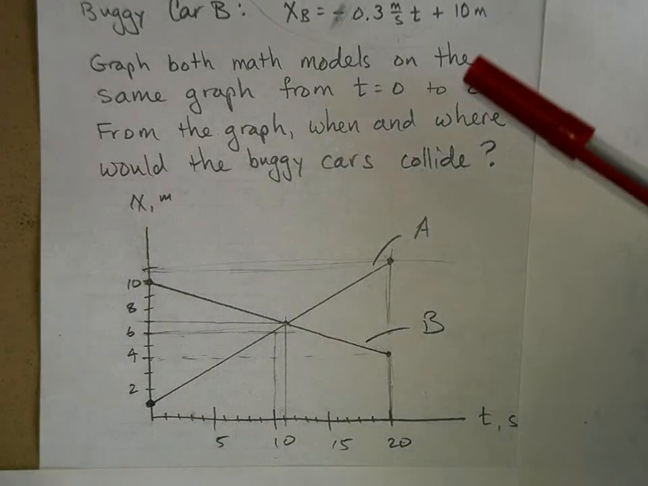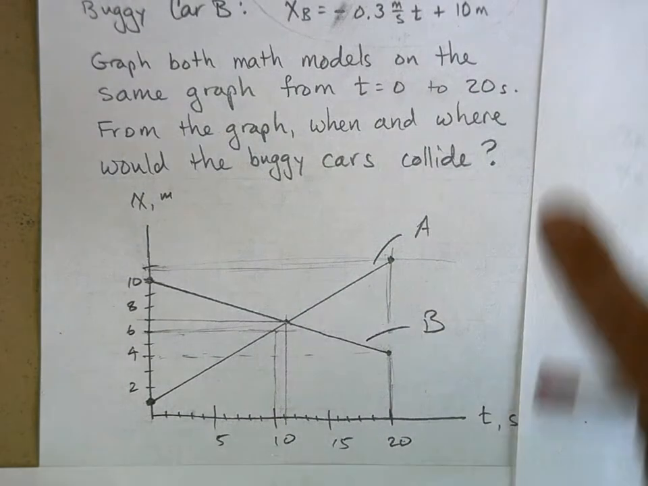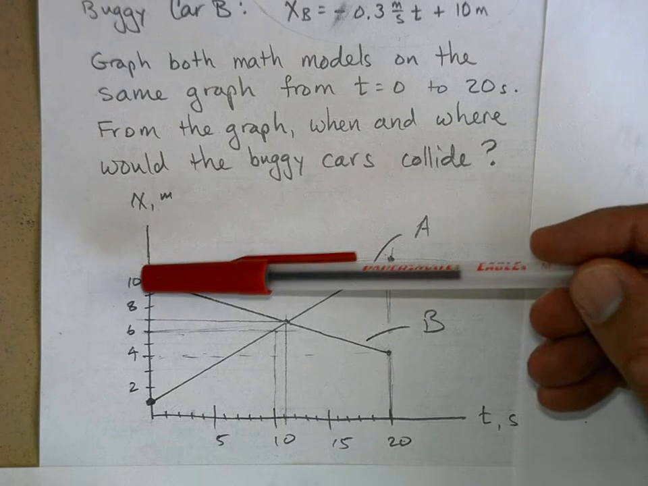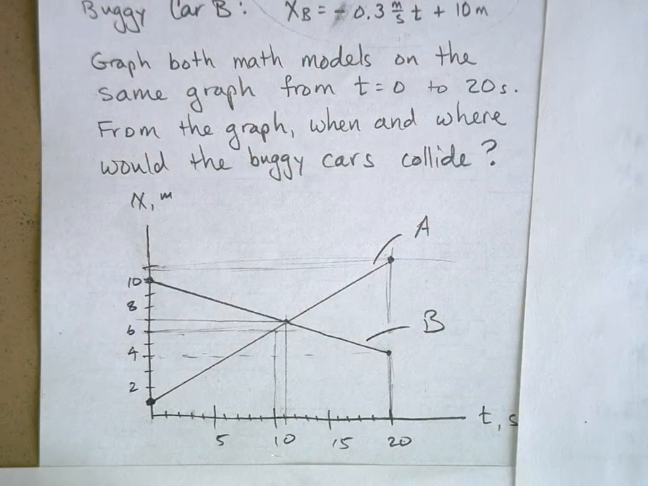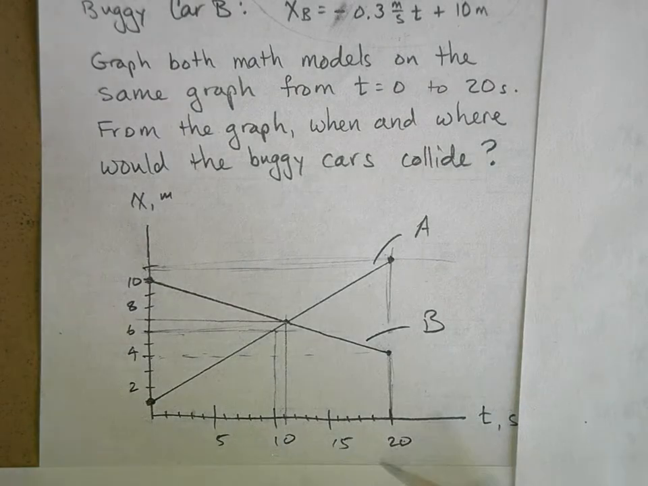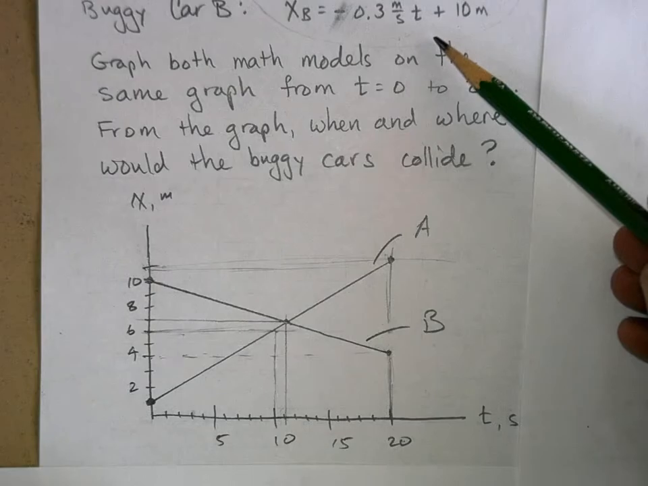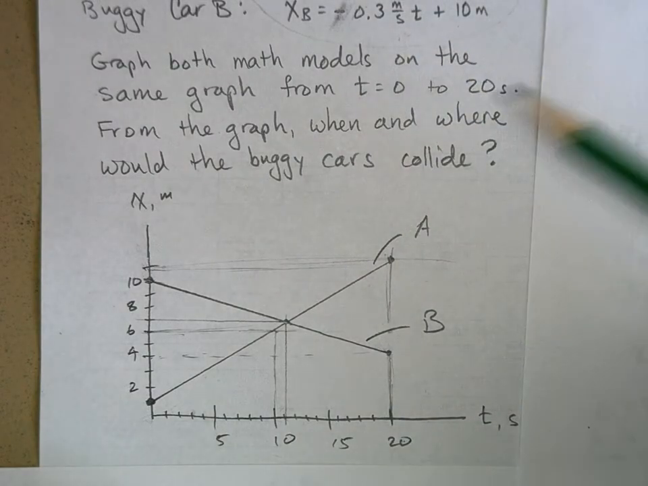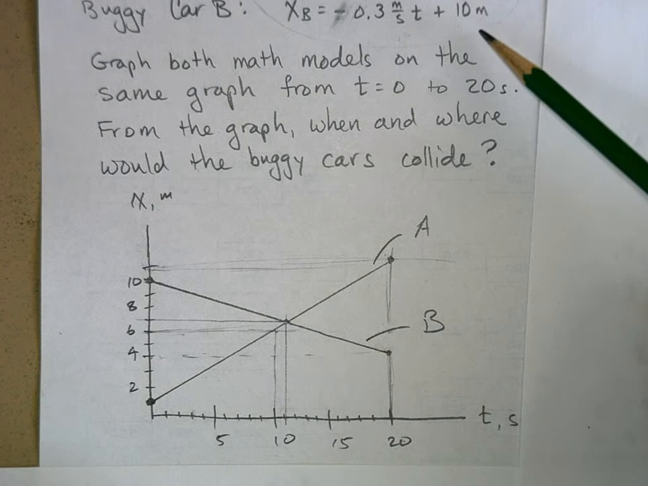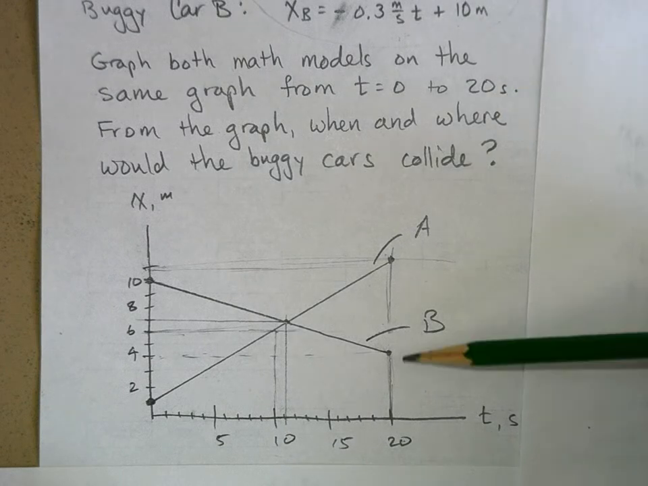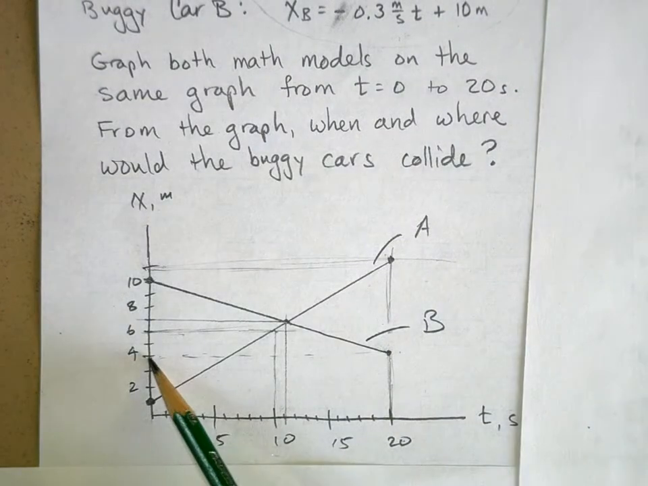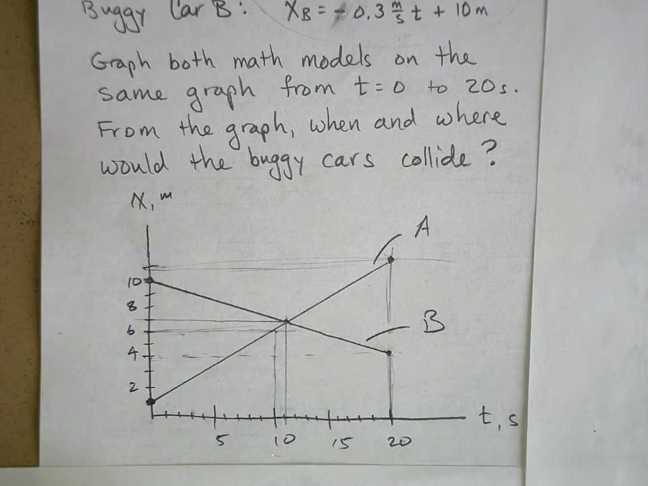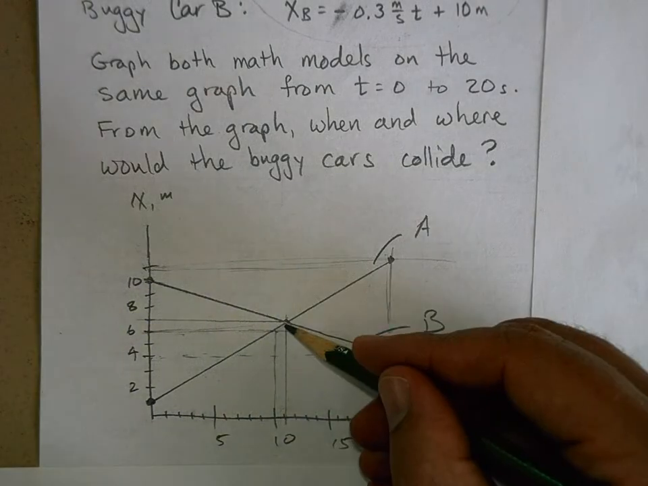Okay, and then B, well, here's buggy car B. At 0 seconds, it starts at 10 meters. And then at 20 seconds, well, 20 times negative 0.3 is negative 6. Negative 6 plus 10 is 4 meters, so it'll end up being at 4 meters. So here's 4 meters. And then I just connected them. And look where they cross right here. And so here is where they intersect.